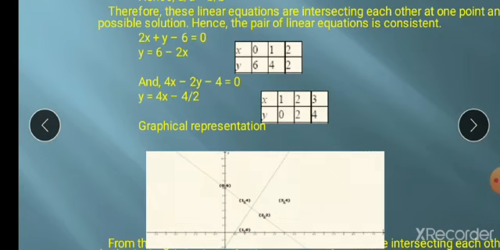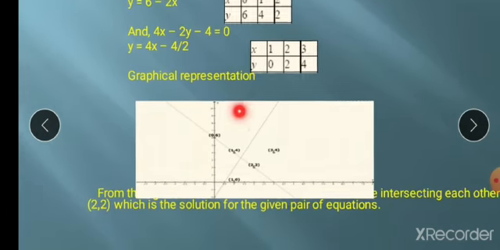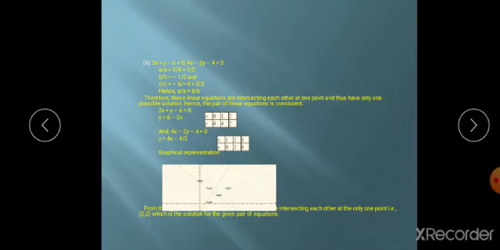Such lines are called intersecting lines. So from the above graph they are intersecting lines. They are consistent, intersecting each other. It has only one solution.